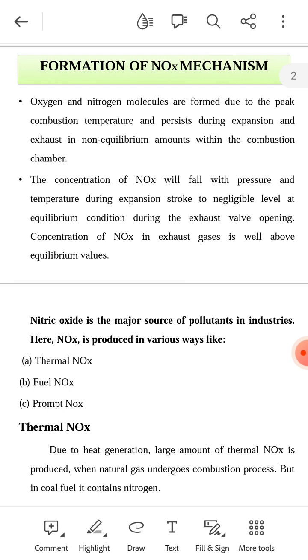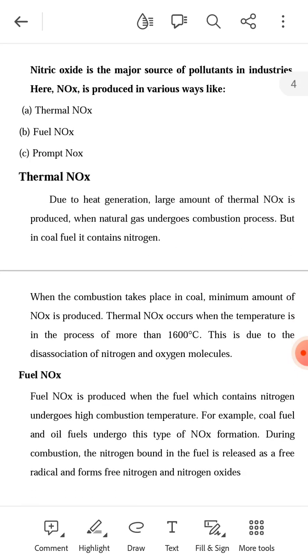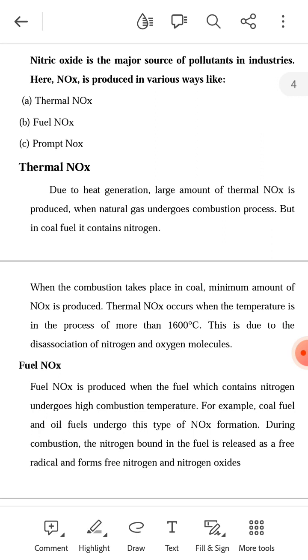Here NOx is produced in various ways like thermal, fuel and prompt. Thermal NOx: due to the heat generation, a large amount of thermal NOx is produced when natural gas undergoes the combustion process, but coal fuel contains nitrogen. When the combustion takes place in coal, a minimum amount of NOx is produced. Thermal NOx occurs when the temperature in the process is more than 1600 degrees centigrade. This is due to the dissociation of nitrogen and oxygen molecules.